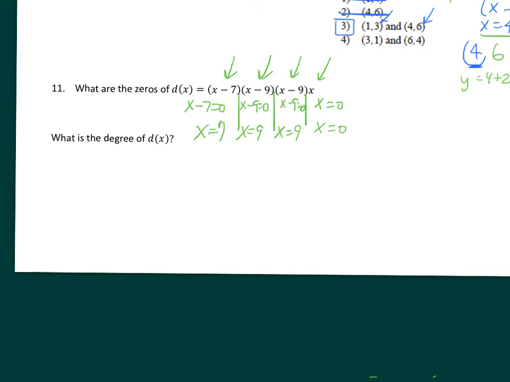So the zeros in this case are x equals 7, x equals 9, and x equals 0. We know there are two zeros at 9, so we're just going to list it once. Okay? What degree is d of x? Well, what we do is if we multiplied this expression all together, we'd have an x to the first, another x to the first, another x to the first, and another x to the first. And if we add those exponents, we would get 4. So we would have an x to the fourth term in this d of x, so we would call this a fourth degree.